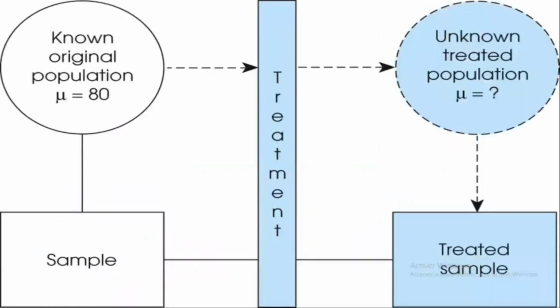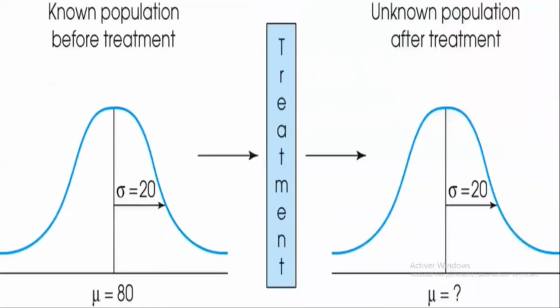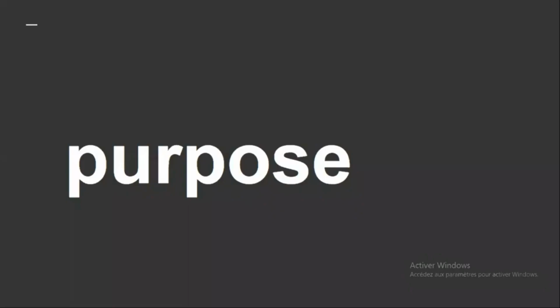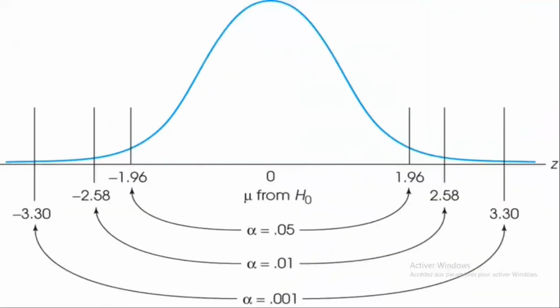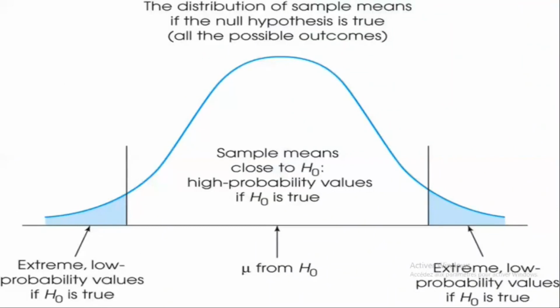If the individuals in the sample are noticeably different from the individuals in the original population, we have evidence that the treatment has an effect. However, it is also possible that the difference between the sample and the population is simply sampling error. The purpose of the hypothesis test is to decide between two explanations. 1. The difference between the sample and the population can be explained by sampling error. There does not appear to be a treatment effect. 2. The difference between the sample and the population is too large to be explained by sampling error. There does appear to be a treatment effect.